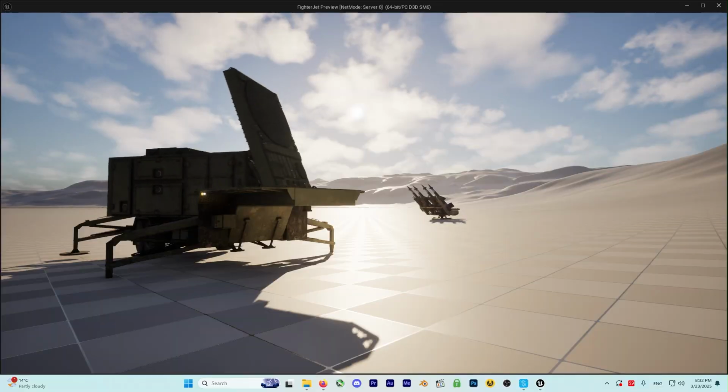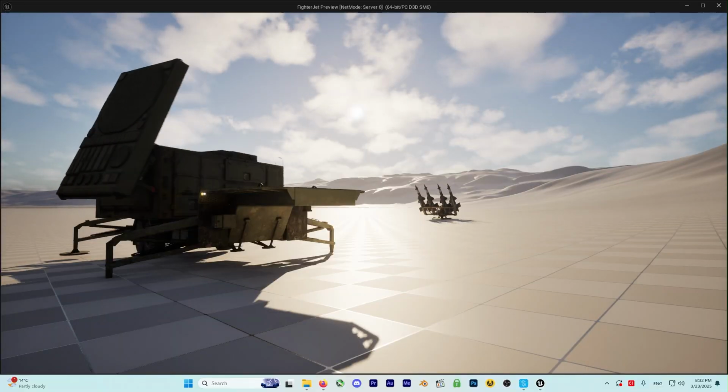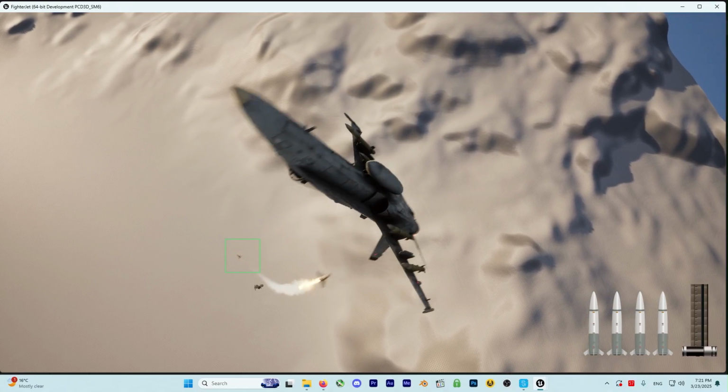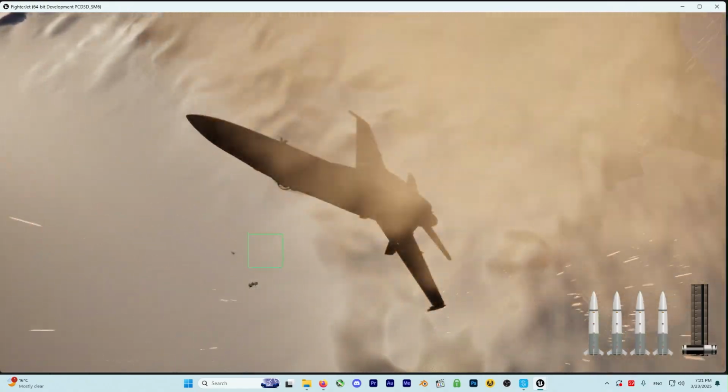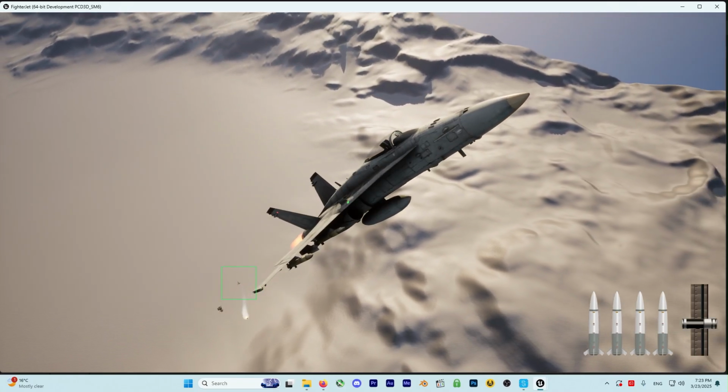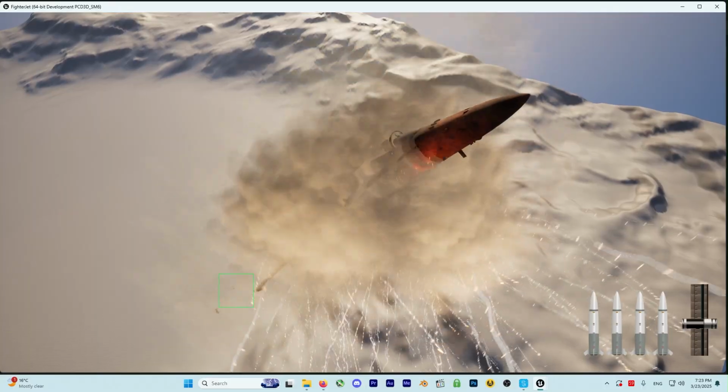So for doing that, we have a radar and we have a missile system. The radar will find the target and let the missile system know about the target, and the missile system will shoot a missile at its target. If it didn't hit the target, again, it will shoot the next missile at it.